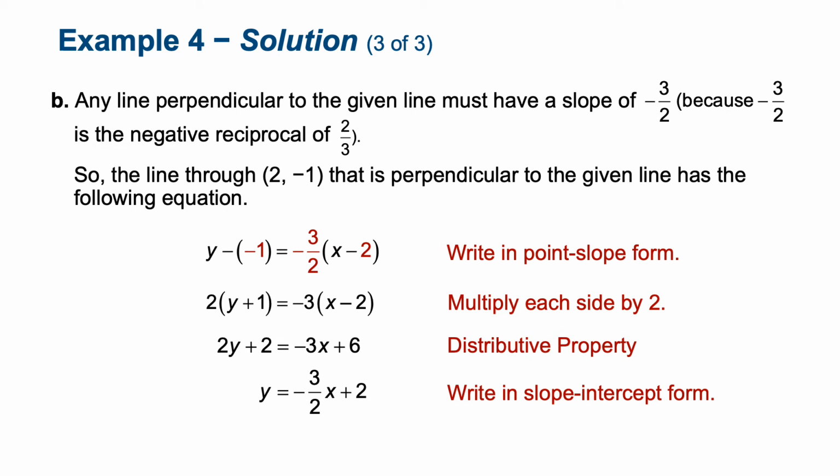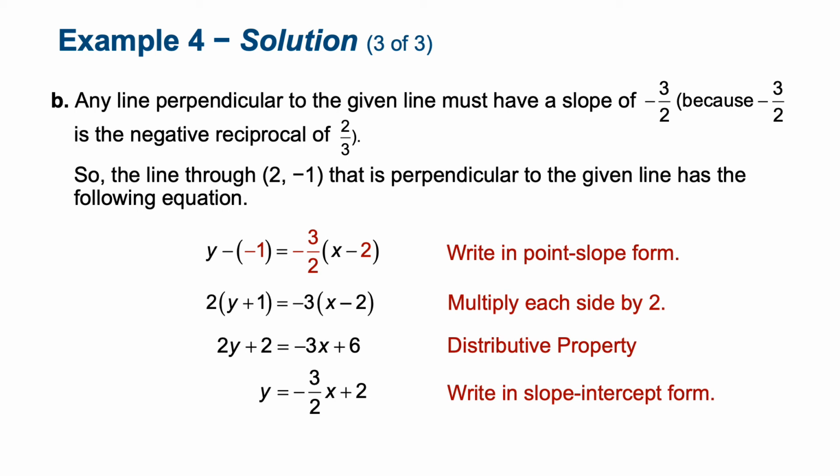Okay, so then to find the perpendicular one, any line perpendicular to this line that has 2/3, the original, has to have a negative reciprocal slope. So the perpendicular line will have a slope of -3/2 because that is the negative reciprocal of 2/3. So now you have your slope and you have your point. What are we going to use again? You got it. We're going to use point slope formula again.